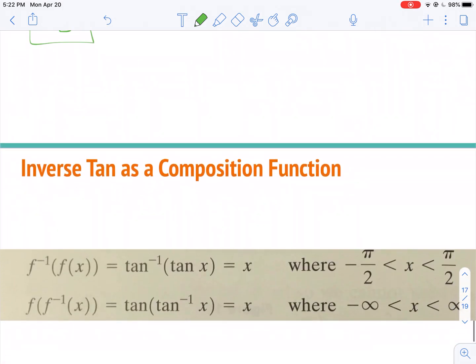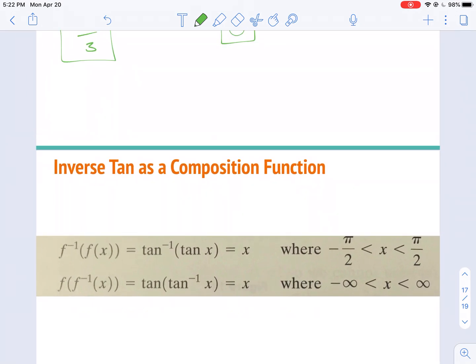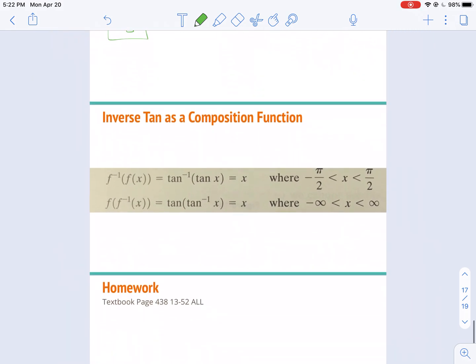And then we have these same rules for the tangent function. You can see here that the tangent inverse of the tangent of x works where x is between negative pi over 2 and pi over 2. Now the nice thing about the tangent of the tangent inverse of x is that it works for any value of x. As long as x falls between negative infinity and infinity, it works out for you. So any value works. We don't have to worry about any restrictions, or about things that do exist or do not exist. That's really nice.